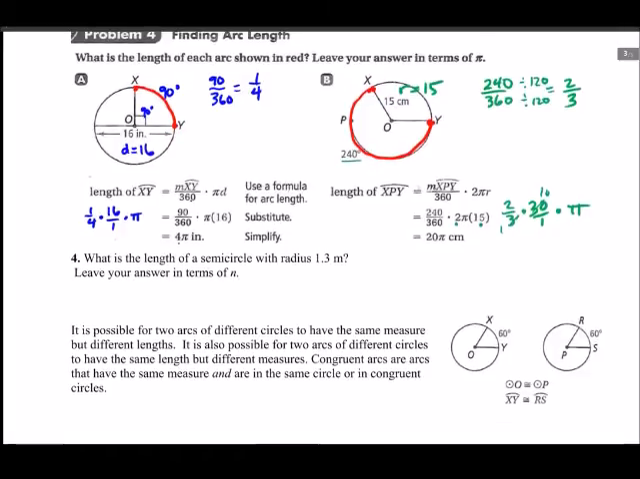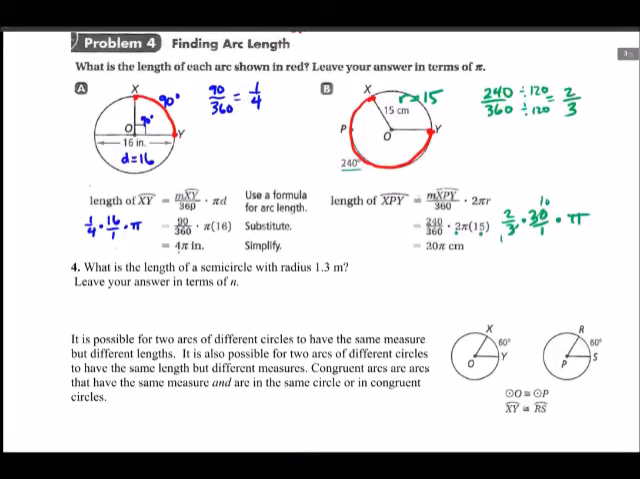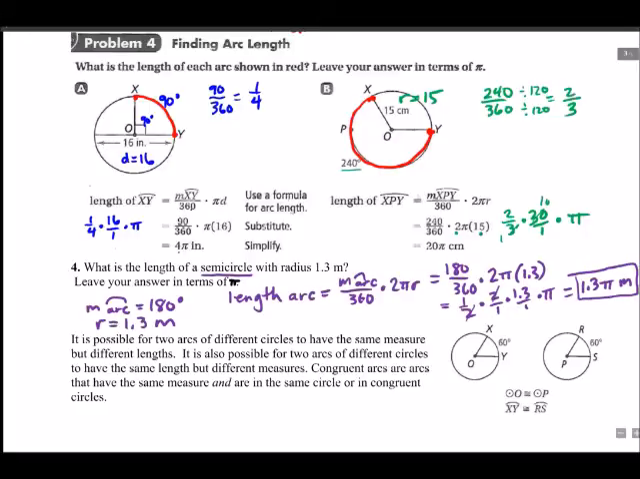All right, that means that it's time to pause the video and you work on the last problem. This wasn't too bad. We were given the length of a semicircle. That means the measure of our arc is 180 degrees with a radius of 1.3 meters.